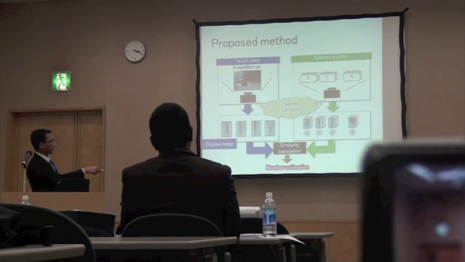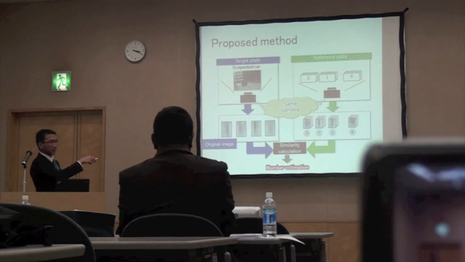Before we get the reference images, we need to go one step backward, that is, the reference plate. In this step, we define a reference plate as a replication of a real license plate within the 10 possible answers. That is 0, 1, 2, 3, 4, until 9.